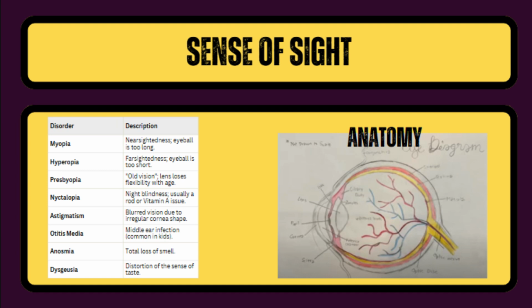Some eye pathologies include myopia or nearsightedness when the eyeball is too long, hyperopia or farsightedness when the eyeball is too short, presbyopia or old vision where the lens loses flexibility with age, nyctalopia or night blindness, usually a rod or a vitamin A issue, and astigmatism, which is blurred vision due to irregular cornea shape.